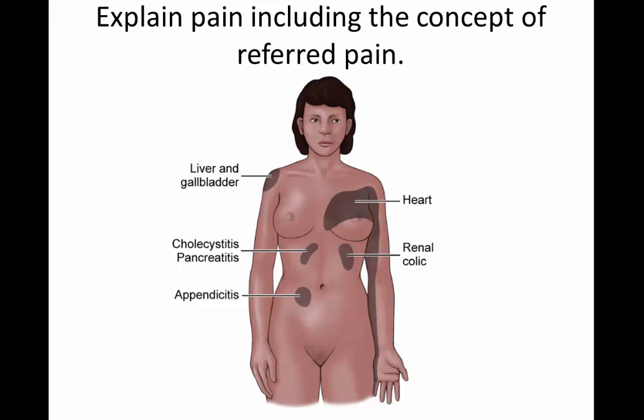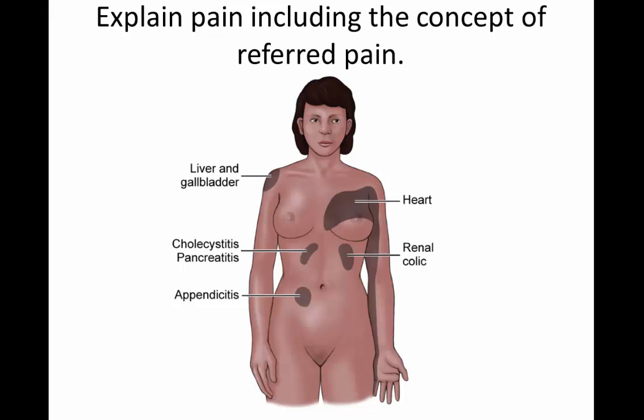There are some other regions shown here based on the concept of referred pain, appendicitis and where you might experience pain, renal colic. But then the liver and gallbladder is another extreme example, where somebody who might be having damage done to their liver and gallbladder and therefore experiencing pain, or maybe they have gallstones, would be experiencing pain maybe in their abdomen where those organs are located, but would also be experiencing pain in their shoulder.